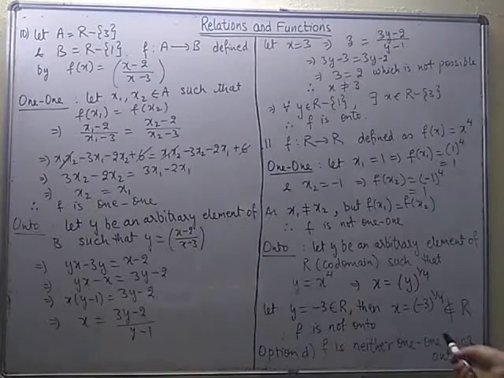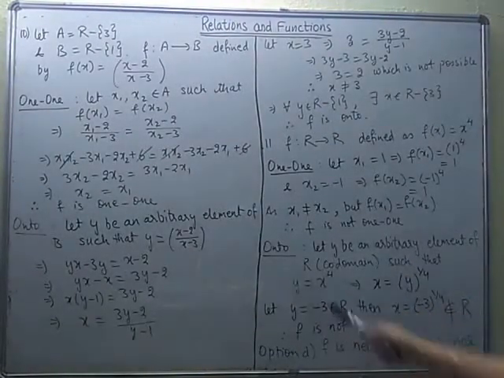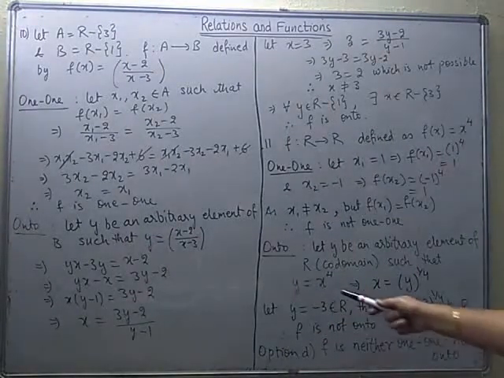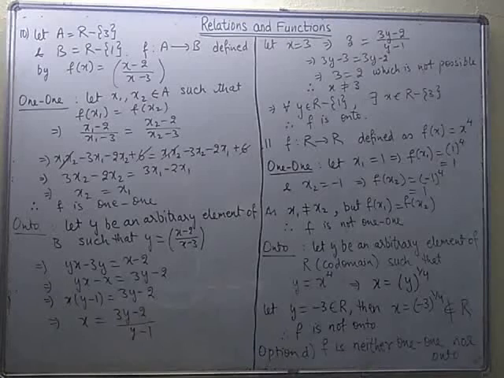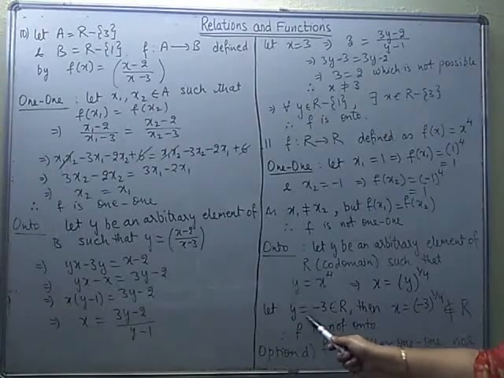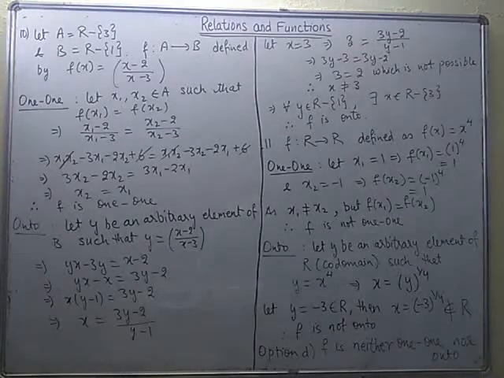Again, checking for onto functions, you can assume y to be an arbitrary element of the codomain such that y is equal to x to the power 4. Keep in mind the nature of y is a real number. Now on simplifying this, we can write x will be the 4th root of y, that means y to the power 1 by 4. So you quickly think, if I replace y by any real number, its 4th root will also come out to be a real number or not. So you can quickly assign a negative real value to y, like minus 3, then x will become the 4th root of minus 3, which is not a real number.